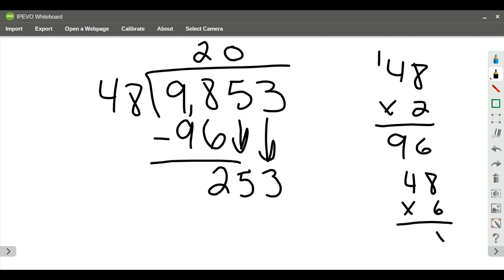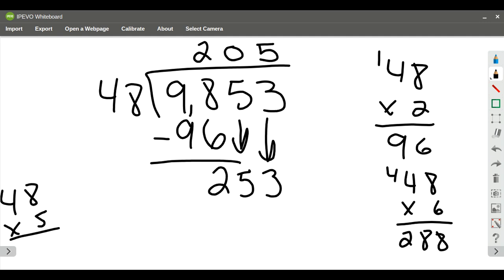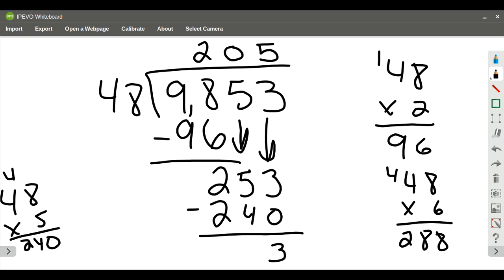8 times 6 is going to be 48. So I put down the 8. I regroup the 4. 6 times 4 is going to be 24, plus 4 is going to be 28. That was too big of a math fact. So I need to go back one. So I'm going to put 5 up here because 48 is going to go into 253 5 times. So just off to the side, I'm going to multiply. So 48 times 5. 8 times 5 is going to be 40. Regroup the 4. 5 times 4 is going to be 20, plus 4 is going to be 24, so 240. So I'm going to write 240 underneath the 53. Subtract. I have a remainder of 13.